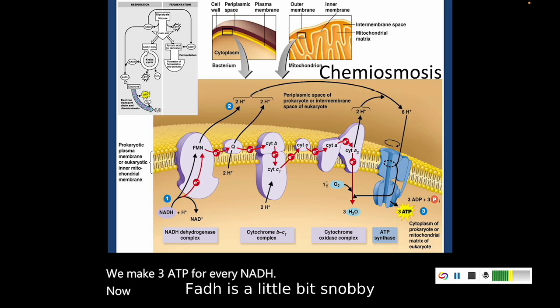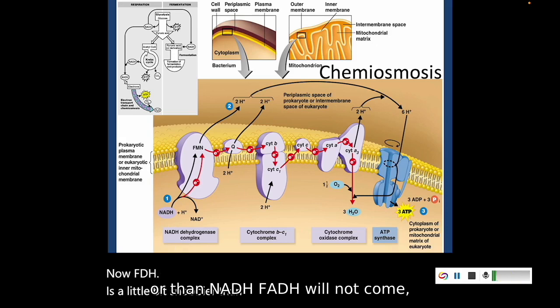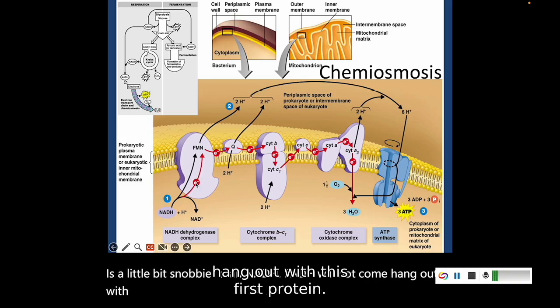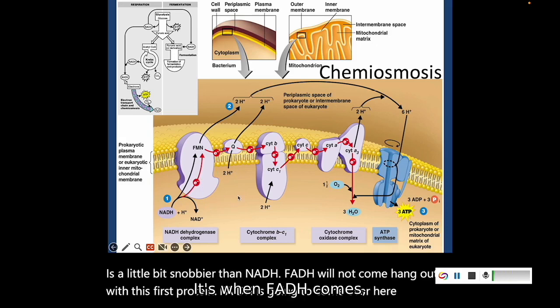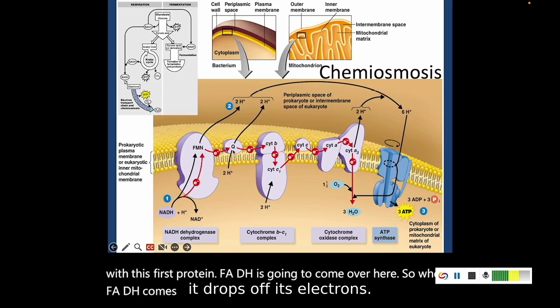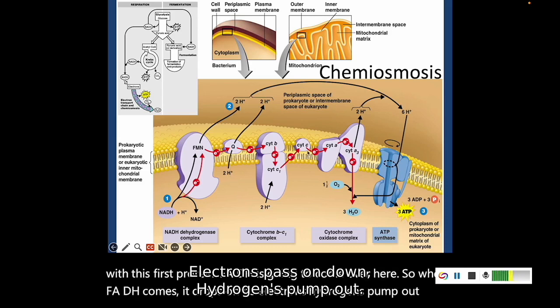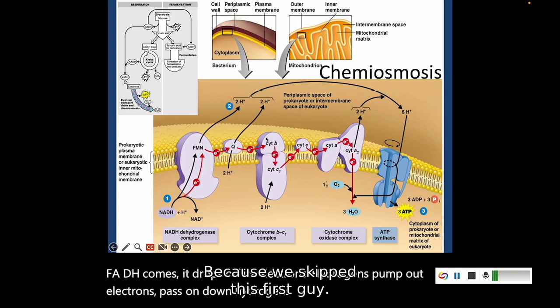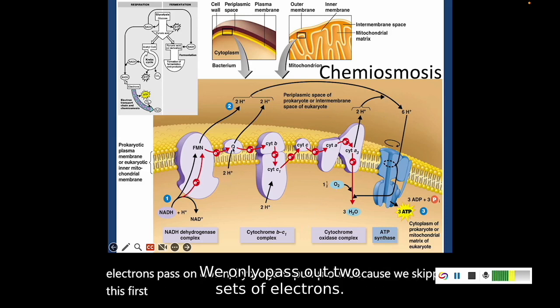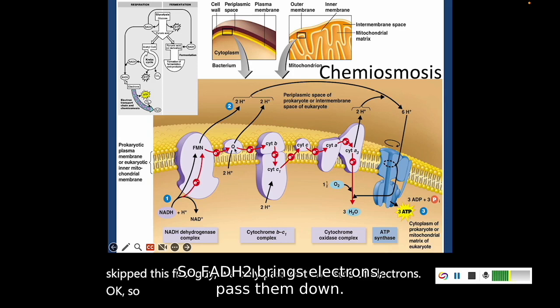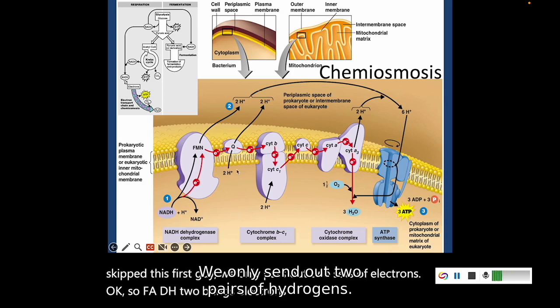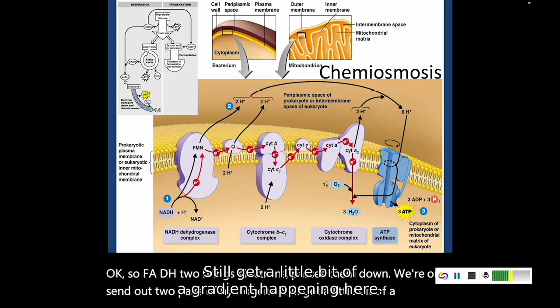Now, FADH is a little bit snobbier than NADH. FADH will not come hang out with this first protein. FADH is going to come over here. So when FADH comes, it drops off its electrons, hydrogens pump out. Electrons pass on down, hydrogens pump out. Because we skipped this first guy, we only pass out 2 sets of electrons. Okay? So FADH2 brings electrons, passes them down, but we only send out 2 pairs of hydrogens. We still get a little bit of a gradient happening here.